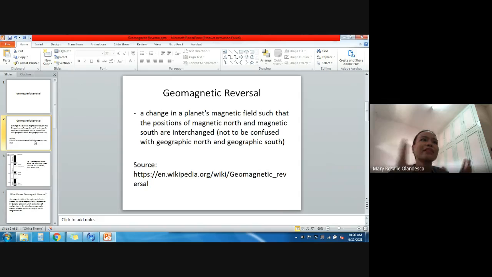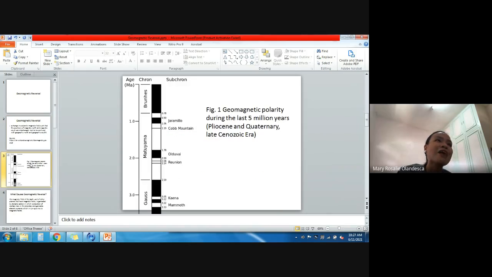Okay, now, when we say time to time, there is the interchange of the north and the south poles of the Earth's magnetic field. All right? So when we say time to time, this happens in a period or span of 2,000 to 12,000 years. So in the last 83 million years of the Earth's lifespan, there were already 183 recorded reversals. This is being shown in the illustration here in our figure 1.